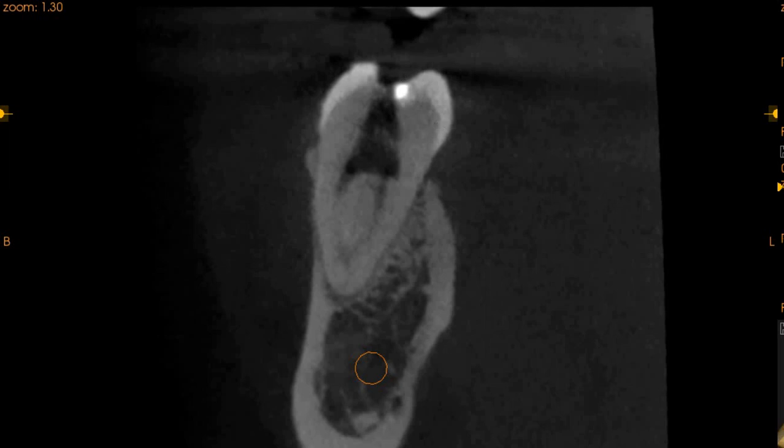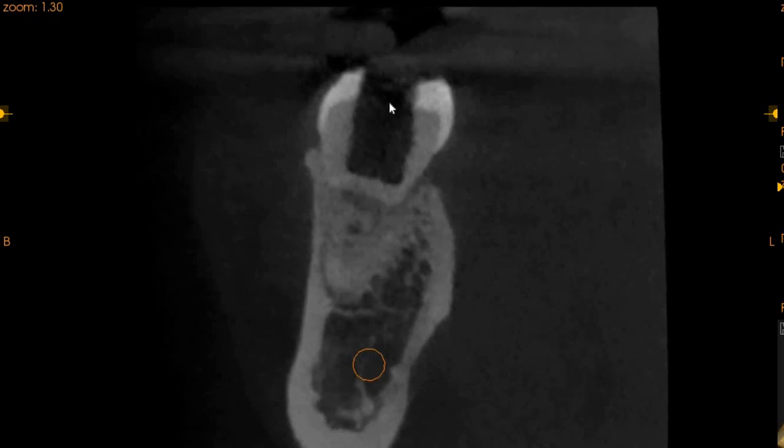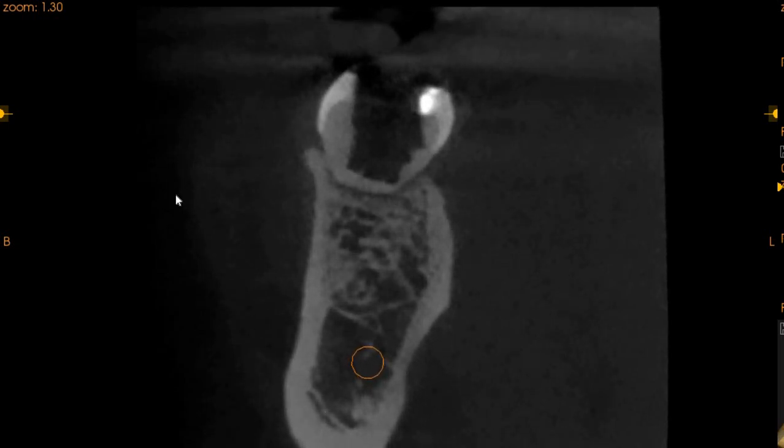Now moving to the center of the tooth, here we can see that the chamber opening has been done quite aggressively and very close to the furcation area. So we have approximately 0.8 millimeters of sound tooth structure left between the drilling and the interradicular bone area.